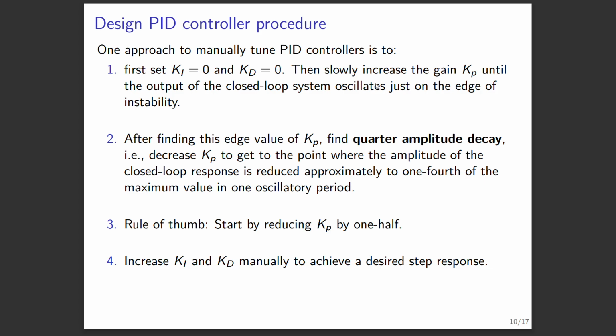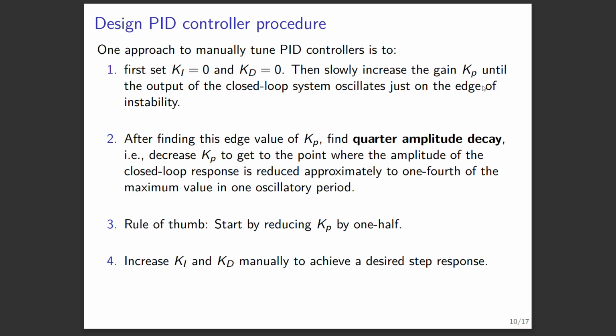After we find that Kp, we find the quarter amplitude decay. So what does that mean? It means that we want to decrease Kp to get to the point that the amplitude of the closed loop response reduces approximately to 1/4 of the maximum value in each period. We are going to see that in the next slide. So we first turn off Ki and Kd, and crank up Kp until we get to the edge of instability.